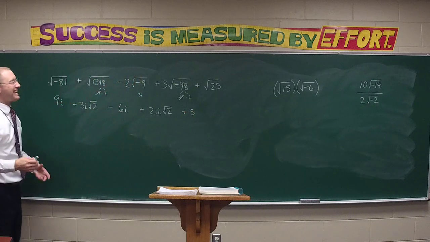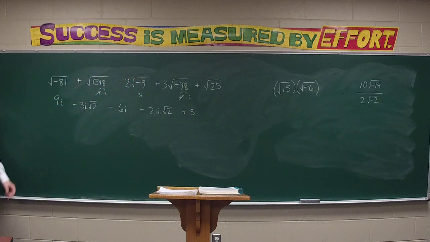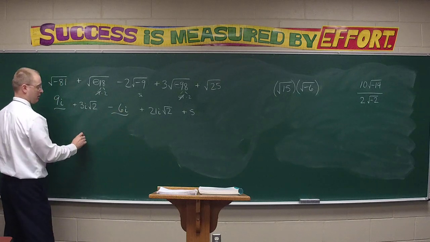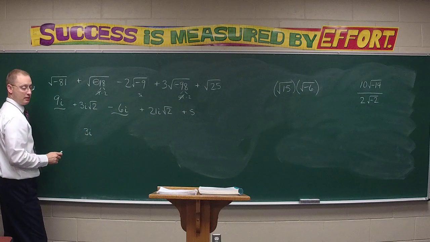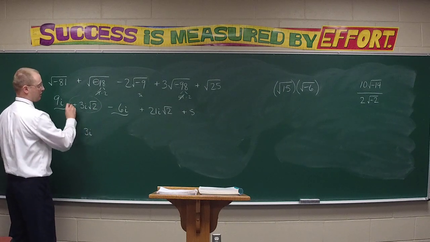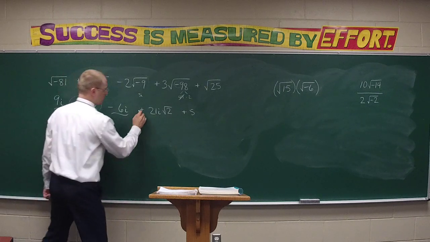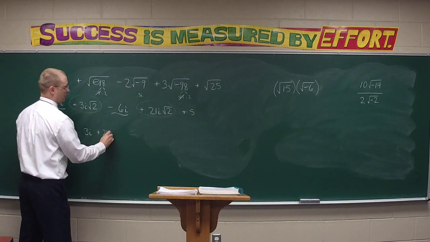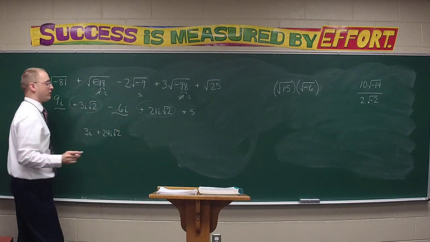Well, what can be combined together, Kendall? The 9i and the negative 6i, to get? 3i. We can also combine the 3i, those, and then the 21i times the square root of 2 to get? 24i times the square root of 2. And then there's that lonely little?